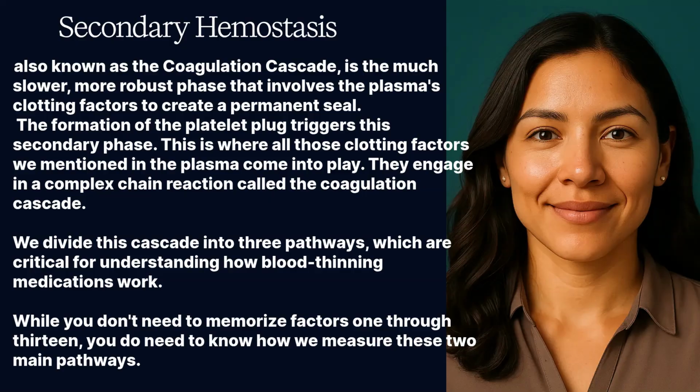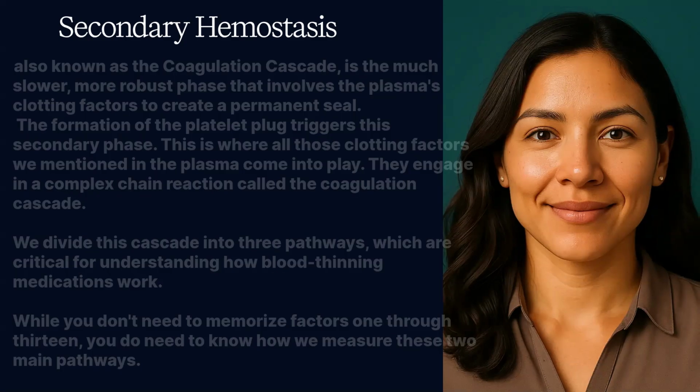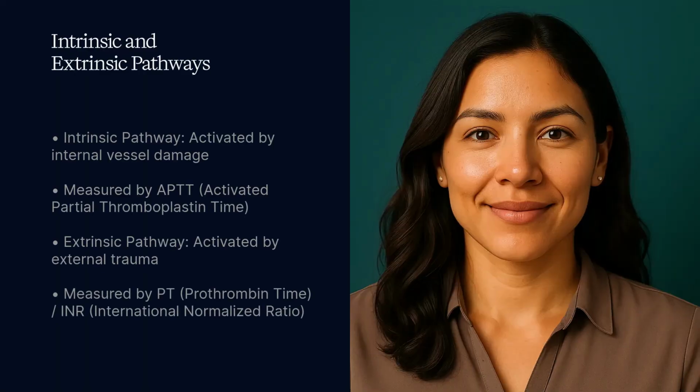We divide this cascade into 3 pathways, which are critical for understanding how blood-thinning medications work. While you don't need to memorize factors 1 through 13, you do need to know how we measure these 2 main pathways. The intrinsic pathway is activated by damage inside the blood vessel, such as when blood comes into contact with the exposed collagen of the vessel wall. We measure the efficiency of this pathway using the APTT, or activated partial thromboplastin time. This is a test we use to monitor people on heparin therapy.